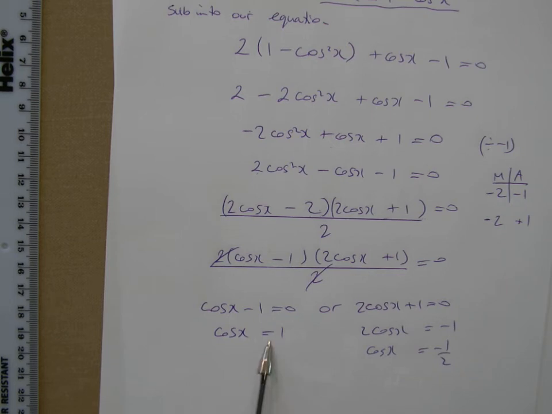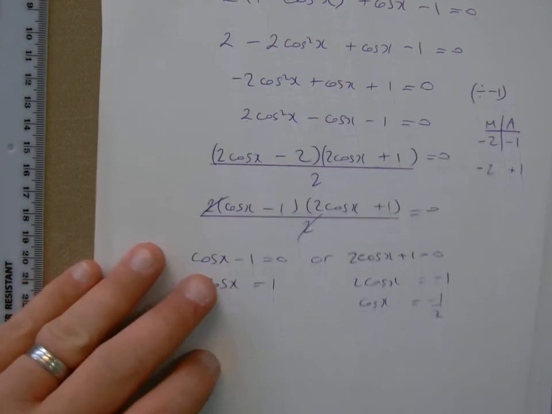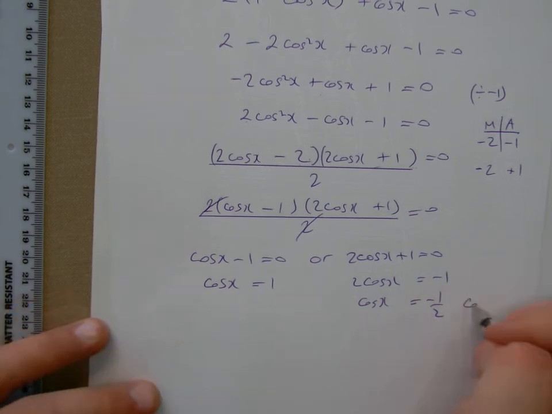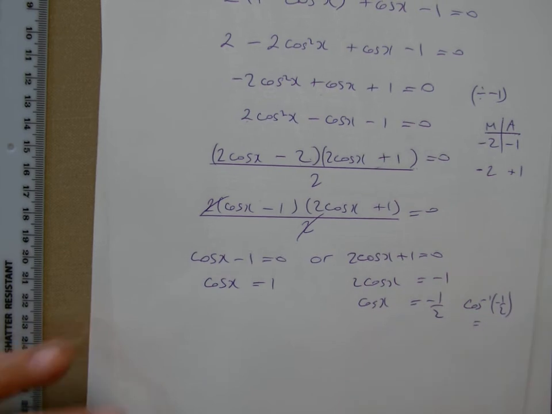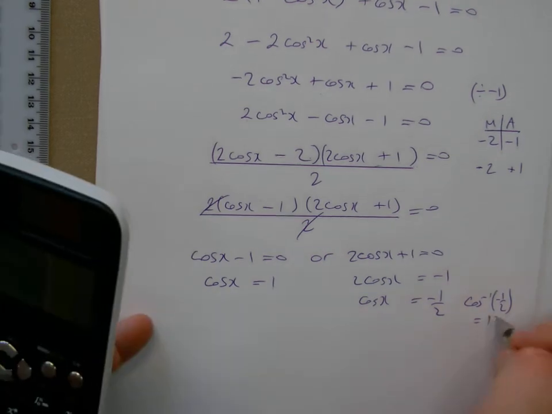Now what's great is if, in this case, cos x is equal to 1, I can just use the graph to get those solutions. I don't need to use my calculator. I'll show you in a minute about that. But this one, of course, we'll do cos to the minus 1 of minus 1/2 to work out what it is. So I do that on my calculator. Cos to the minus 1 of minus 1/2. That comes out to be 120 degrees.